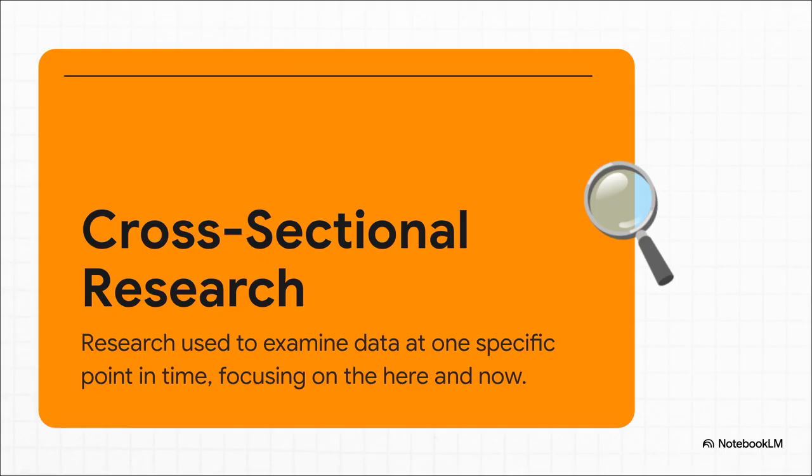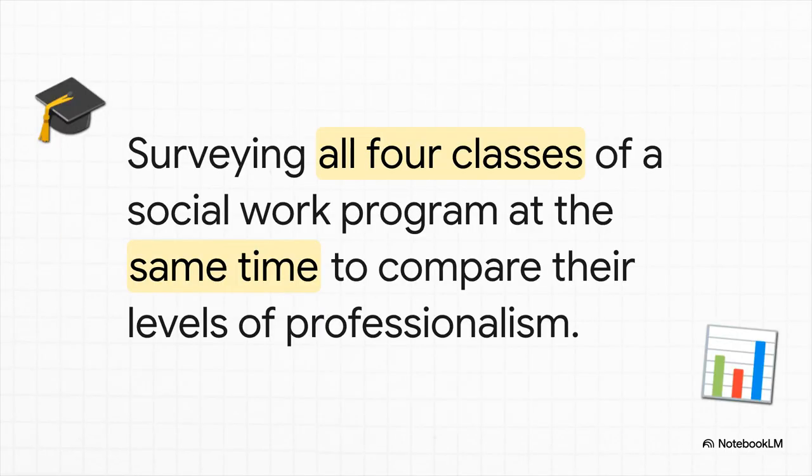A cross-sectional study does pretty much the same thing. It gathers data from a bunch of different people at one specific point to get a snapshot of what's going on. So what does this actually look like in practice? Well, imagine we want to know if social work students get more professional as they move through their degree program. Using our snapshot approach, we'd survey students from the first year, second year, third year, and fourth year classes, all at the same time. Say we do it all in the first week of October. Then we just compare the answers across those 4 different groups.